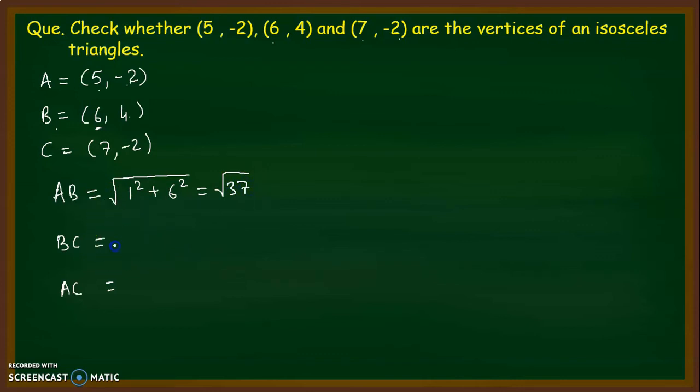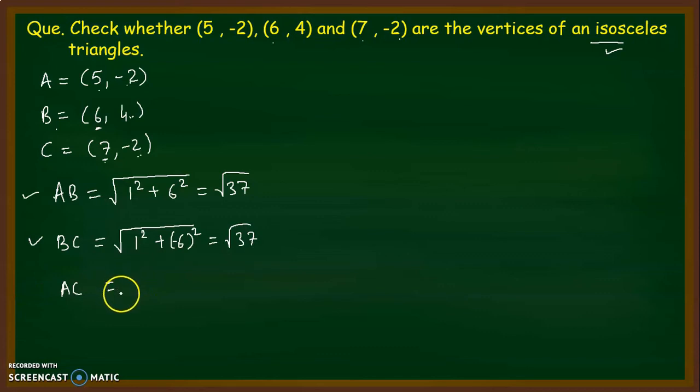In the same way, find out the length of BC. Using the distance formula, x2 minus x1 whole square is 7 minus 6, 1 square. And y2 minus y1, so minus 2 minus 4, that will be minus 6 square. Minus 6 square is also plus 36, so 36 plus 1, this is also under root 37. So here we get two sides equal, so we can say these are the vertices of an isosceles triangle. No need to find out the AC.